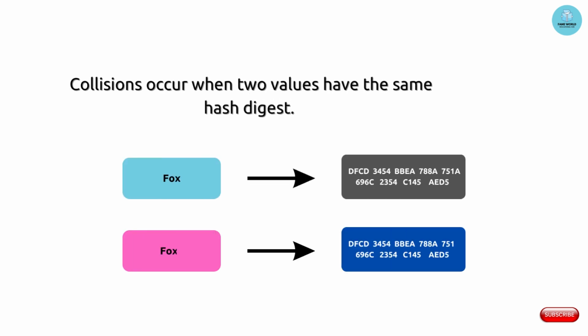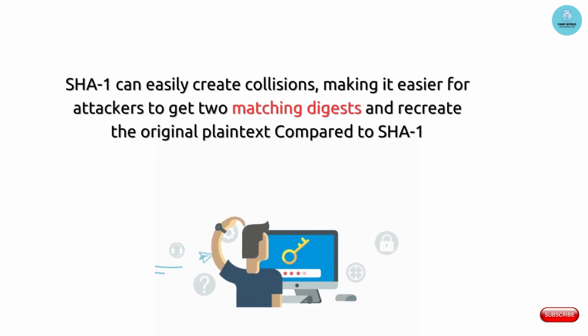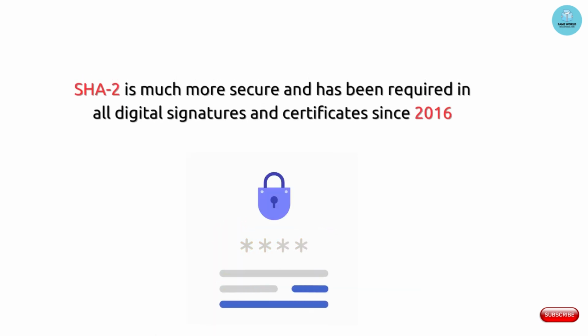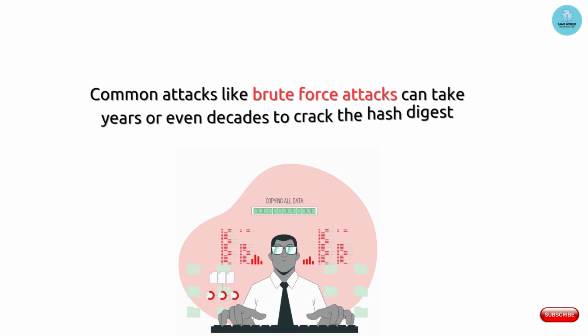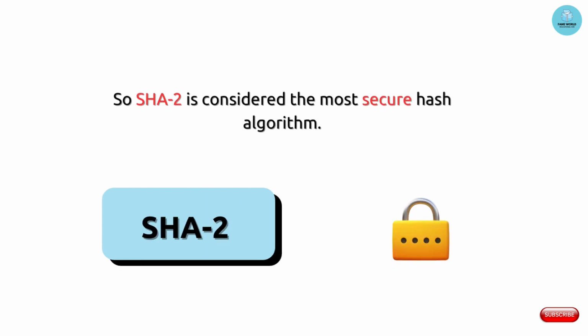Collisions occur when two values have the same hash digest. SHA1 can easily create collisions, making it easier for attackers to get two matching digests and recreate the original plain text. Compared to SHA1, SHA2 is much more secure and has been required in all digital signatures and certificates since 2016. Common attacks like brute force attacks can take years or even decades to crack the hash digest. So SHA2 is considered the most secure SHA algorithm.